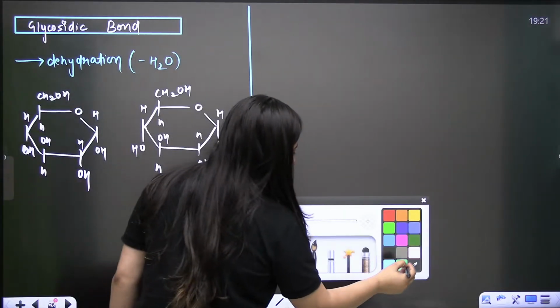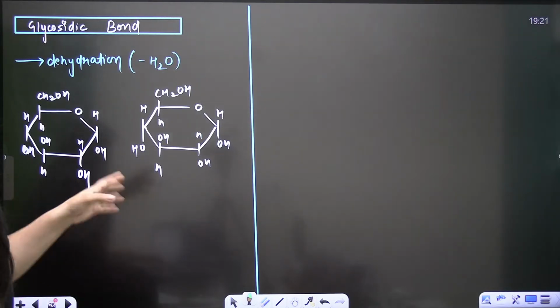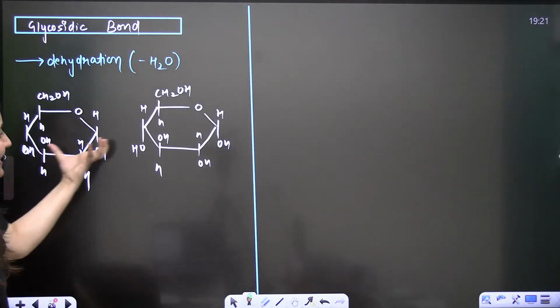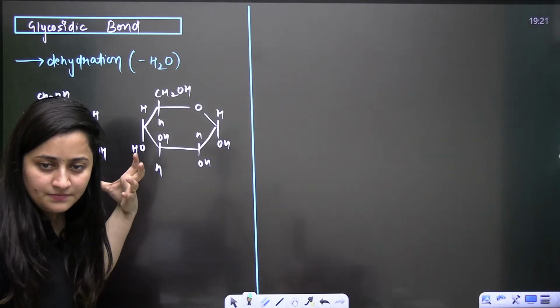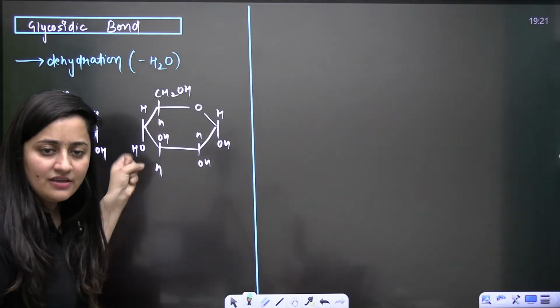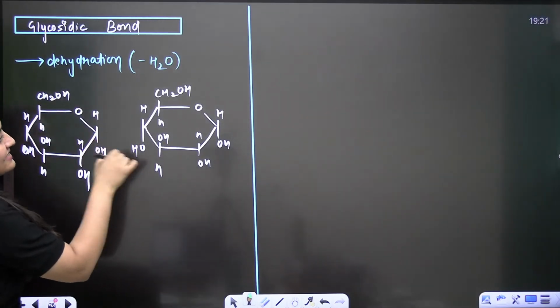So can you see the two glucose molecules here? Two glucose monomers here? Now I need to join them together, then only they will be the disaccharide. Now what are you going to do? You're going to release the water from this side.